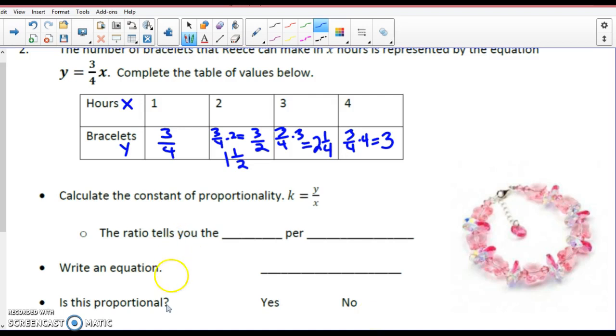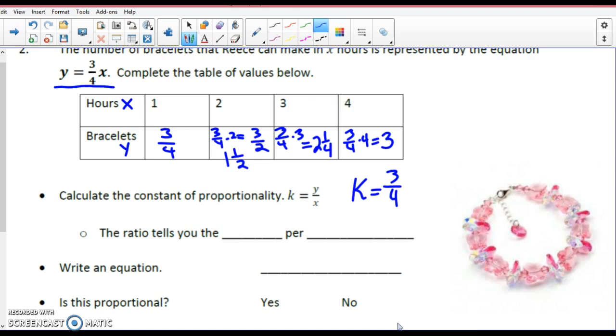Now, calculate the constant of proportionality. My friends, do we need to do any calculation here? What is the constant of proportionality? Taking a look at what they gave us. No, that's the equation. What is the constant of proportionality, Justin? K is what? 3/4. K is 3/4. I don't need to do any calculation because they gave us an equation and the equation has K.